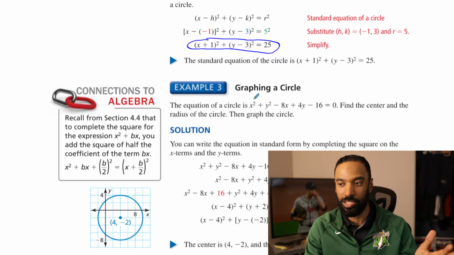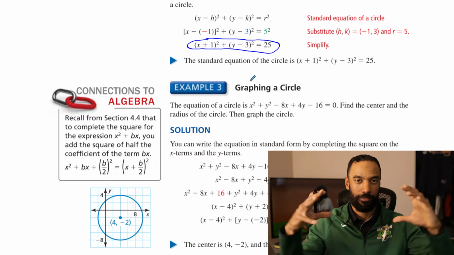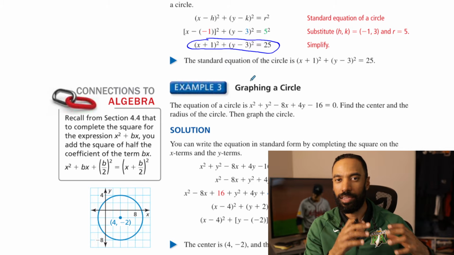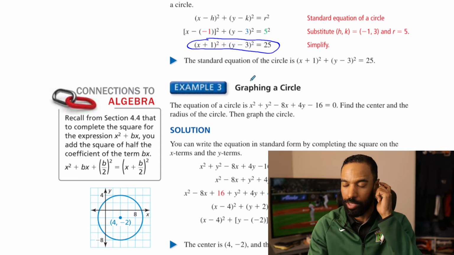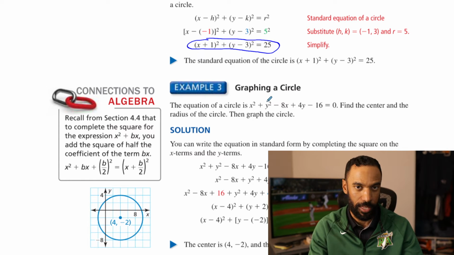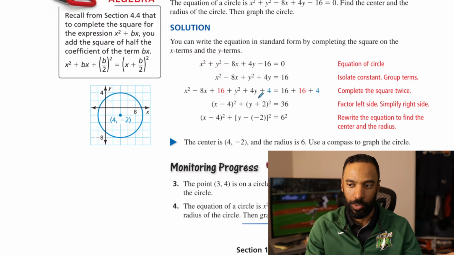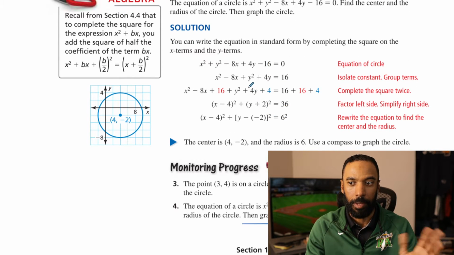We need to get the x's together as a perfect square trinomial, factor down to a squared quantity. Get the y terms as a perfect square trinomial, factor down to a squared quantity. We do completing the square for that. We want to get constants on the other side of the equation. And then in doing so, we're going to get that appearance that we want.